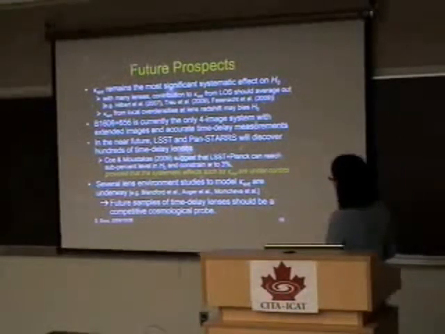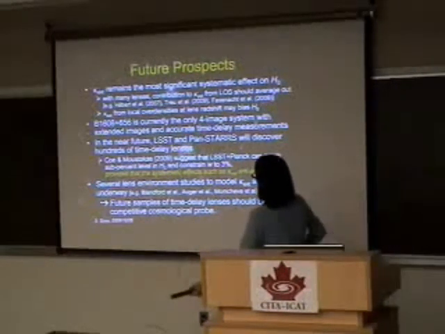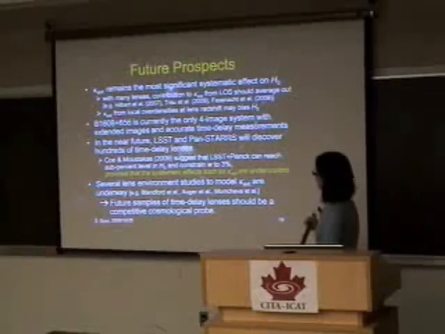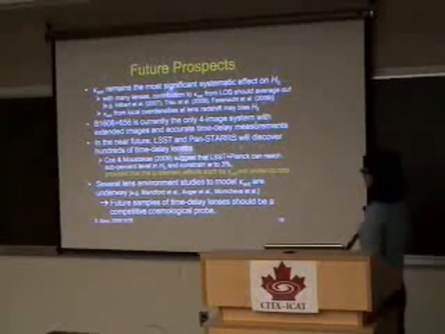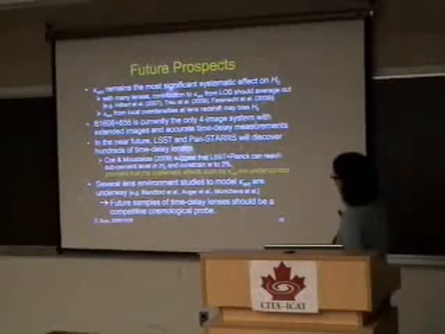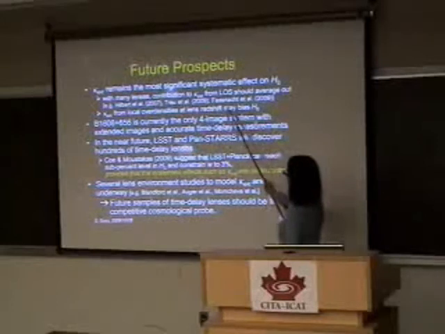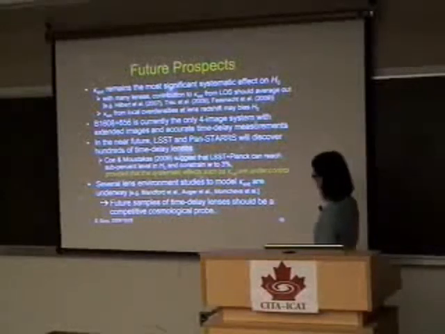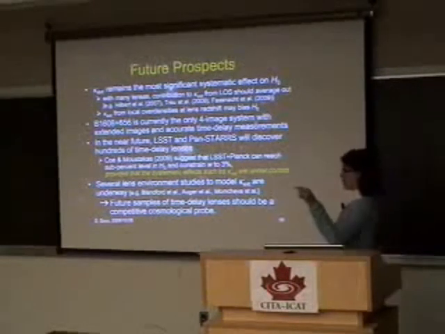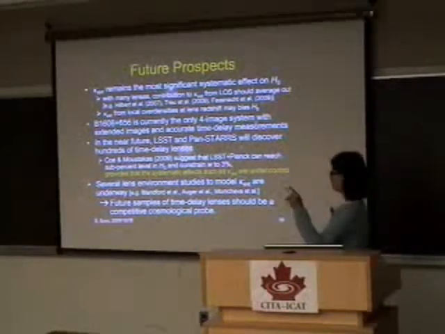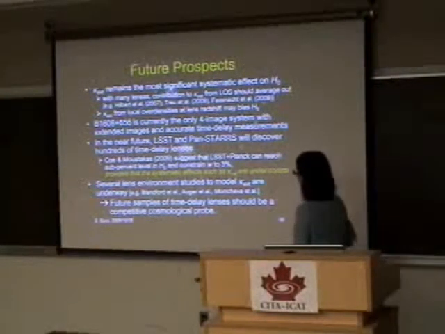So here is a summary of the first part, and future prospects. As I showed earlier in the talk, external convergence remains the most significant systematic effect on H0. With many lenses, the contribution from the external convergence from line of sight should average out. This is shown by the MS distribution, where our strong lens lines of sight distribution of kappa looks very similar to random lines of sight.